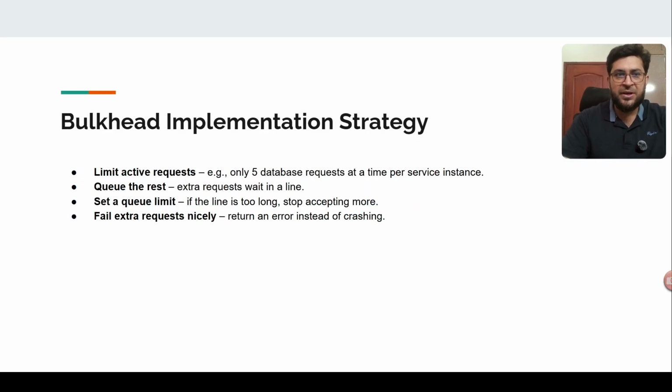You can see here we have some strategies. We can limit active requests, like only 5 database requests at a time per service instance are allowed. This is one strategy. Second, keep the extra requests in line. The third is, if the line is too big, meaning the queue of messages is too long, stop accepting more requests. This is the third strategy. And the fourth is to return an error instead of crashing.